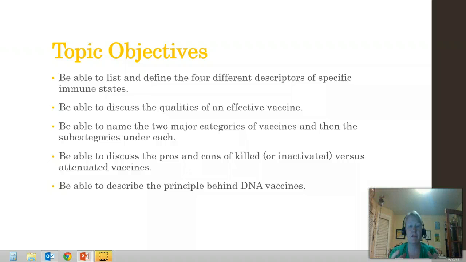Here are our topic objectives for this chapter. Make sure you understand these, and if you have any questions about any of these, let me know. The vaccines can be a little technical, so I fully understand if you have a hard time understanding the different mechanisms of vaccination.